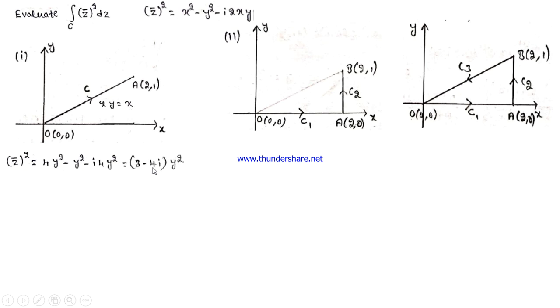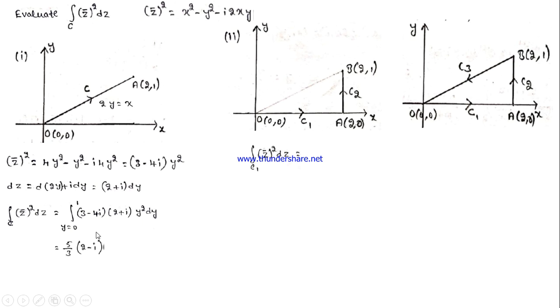That is 3 minus 4i y square. Further, your dz value is what? d of x, which is 2y, plus i dy, that is equal to 2 plus i dy. Substitute these two things in this expression. Since everything is expressed in terms of y, which varies from 0 to 1, integrate and substitute the limits. So this is what you will get.